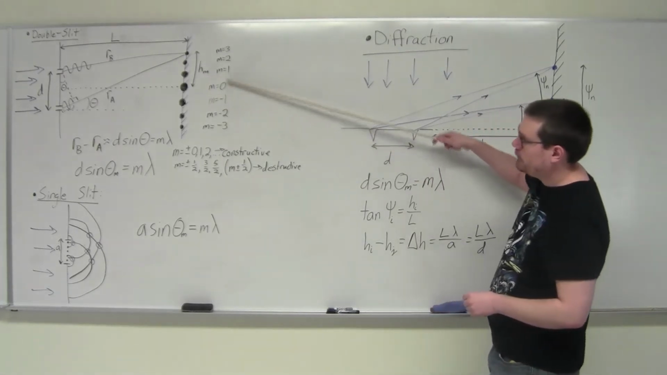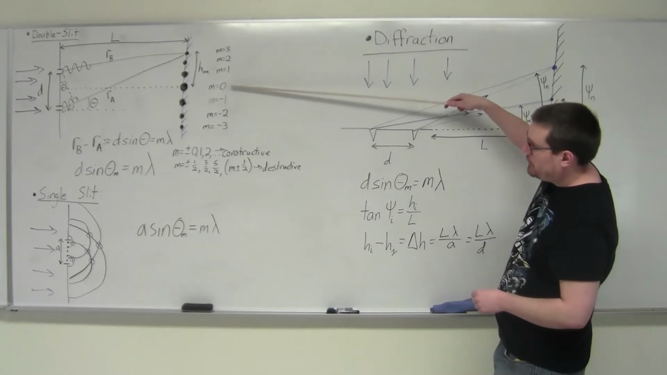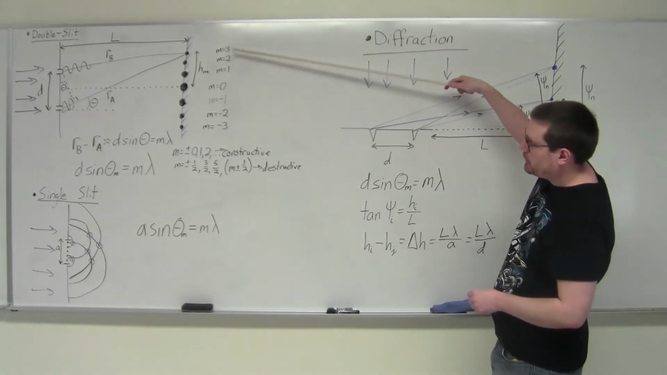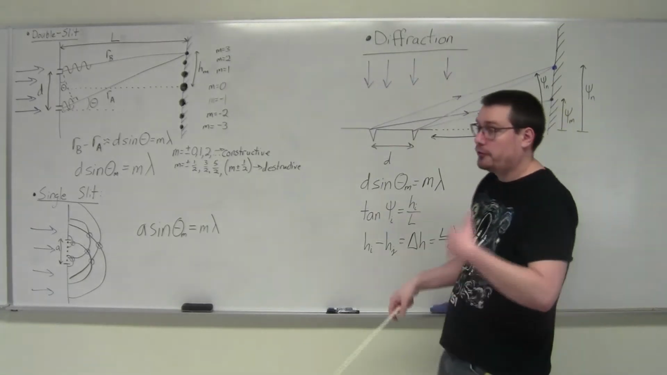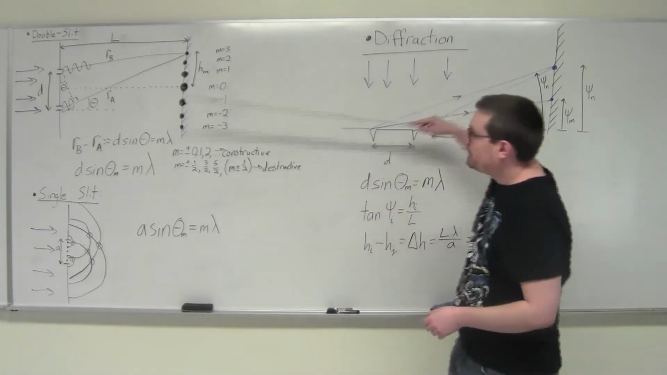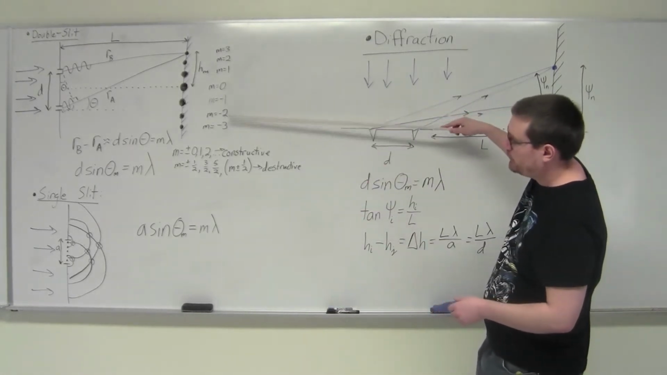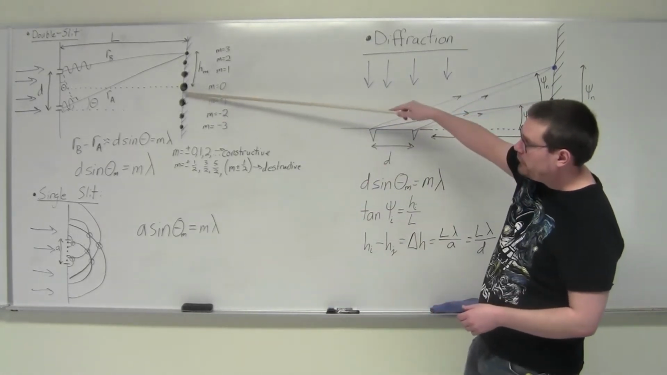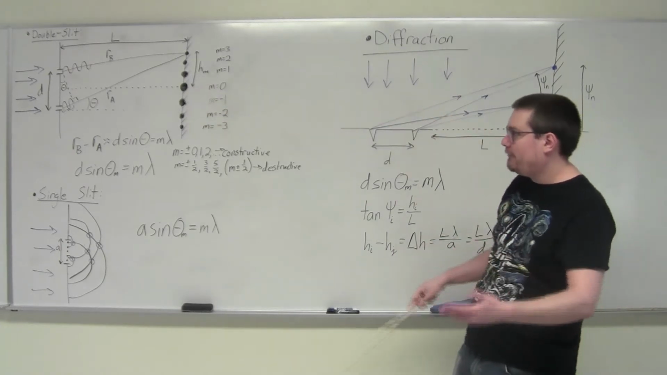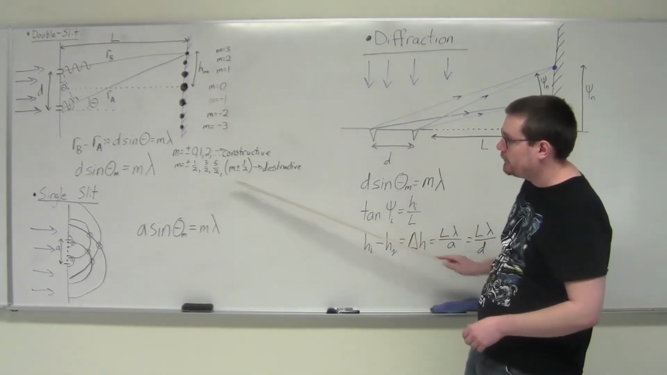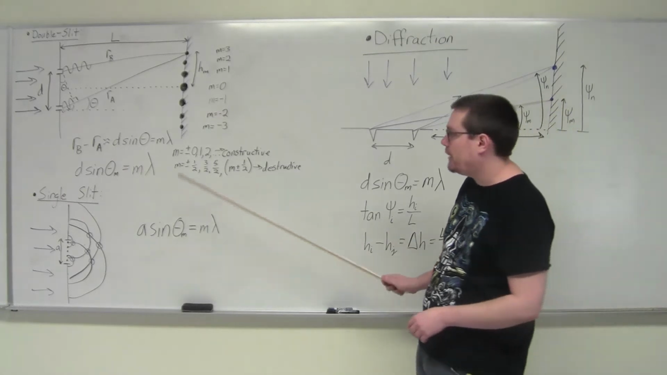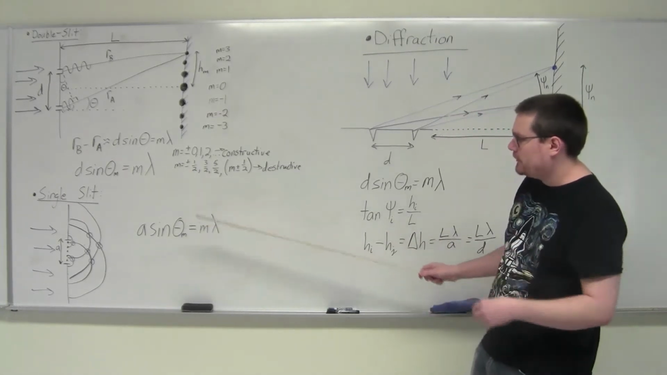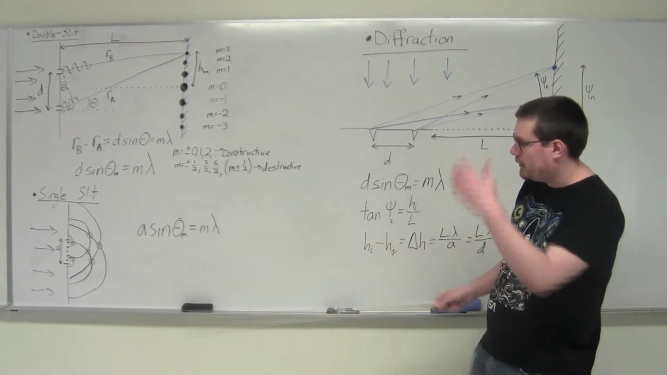So the center fringe, the brightest one, is m equals 0. Going upwards, m equals 1, 2, 3. You can go until you can't observe any light anymore. And then downwards, negative 1, 2, and 3. In between these fringes are the half points, so those are your destructive interference. Those are your dark fringes. So m equals 1/2, positive or negative 1/2, 3/2, 5/2, and so forth.